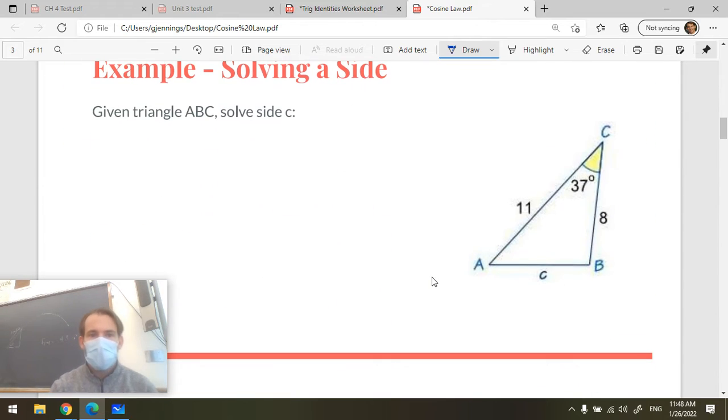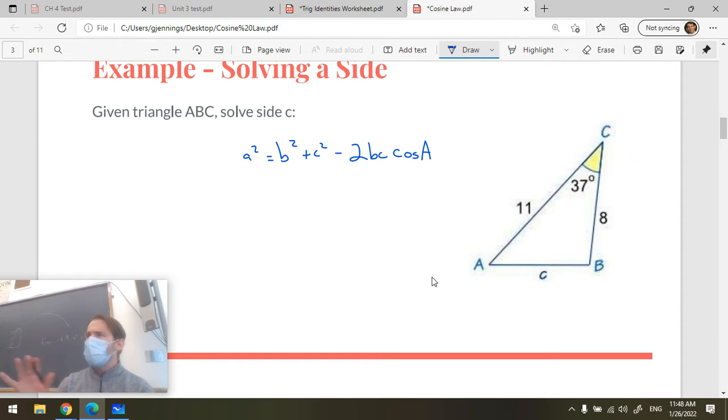All right, let's take a look at an example. So here, given triangle ABC, let's solve for side C. My first step is going to be to copy out the equation: a squared equals b squared plus c squared minus 2 times bc times cosine of big A. Okay, there's my cosine law.